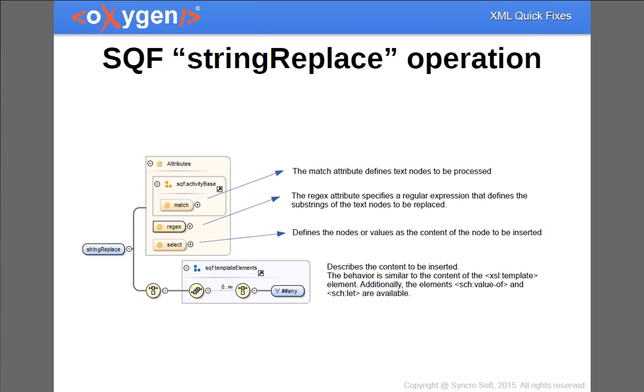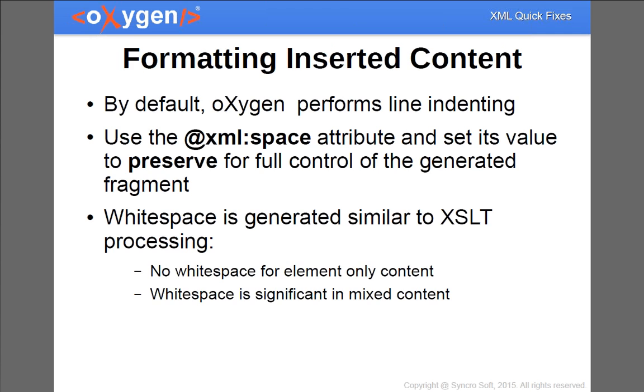The string replace operation structure looks like this: it has a match attribute which needs to match the text nodes that will be modified, then a regular expression used to match substrings in the text nodes that will be replaced, and then the content which will be used to replace the text. It's specified either in the select attribute or directly in the string replace element. And here you can also use XSL elements.